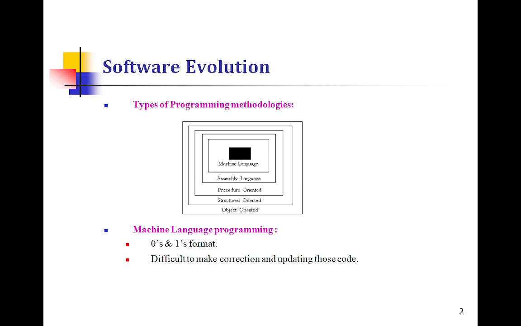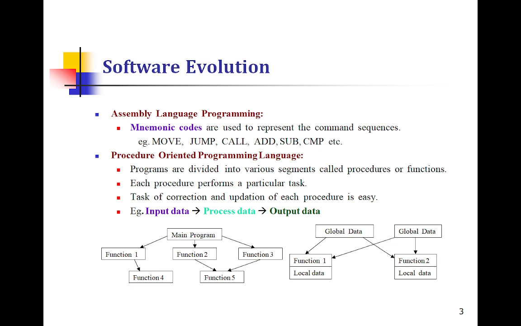So those are the different kinds of programming methodologies we follow in a software paradigm. As you know, in machine level language we use zeros and ones in binary format, and it is difficult to make corrections and updates on the code. As human beings, it is not easy to find the zeros and ones for a particular word. That's why we go for using system softwares.